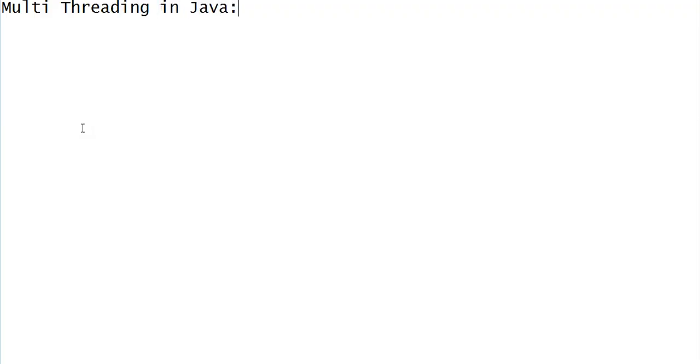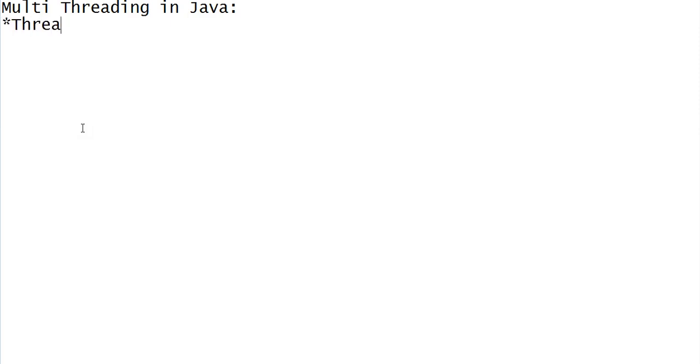Multi-threading in Java. So what do you mean by multi-threading? Multi-threading is the process of executing multiple threads simultaneously. As the name suggests, it executes multiple threads at a single time. But what are threads? We need to specify what threads are.